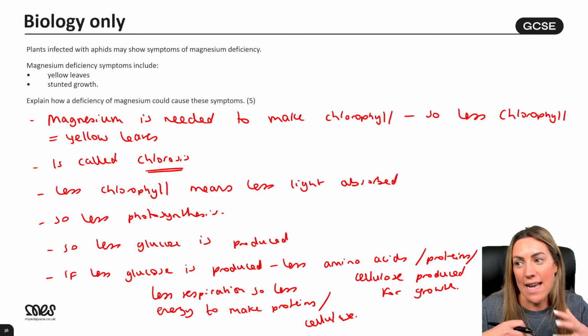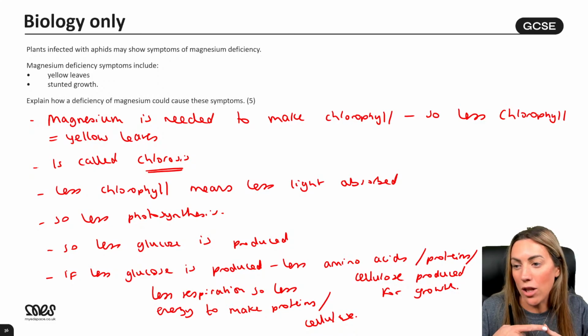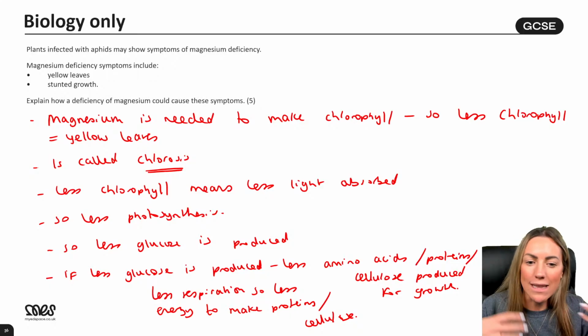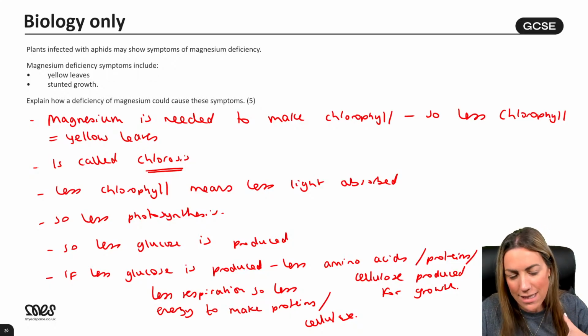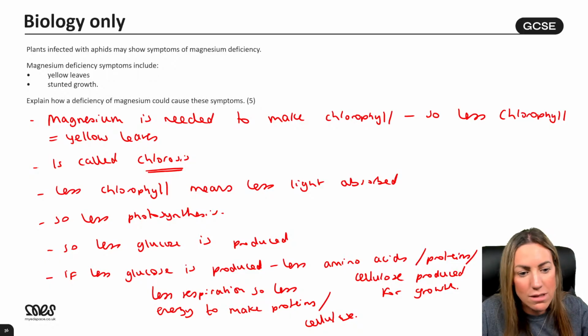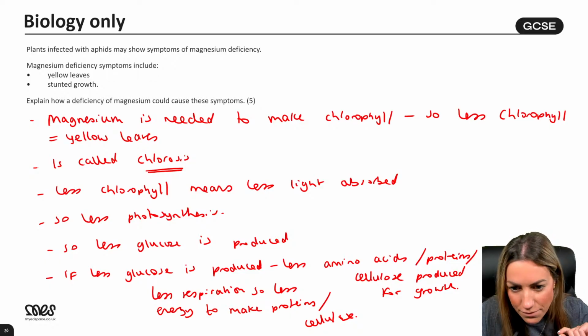I would have just said magnesium's needed to make chlorophyll. Because there's less chlorophyll, there's yellow leaves. This is called chlorosis. And then don't forget the light absorbed. A lot of you missed that out. Less chlorophyll means less light absorbed, so less photosynthesis, so less glucose is produced. With less glucose, they make fewer proteins or fewer amino acids or fewer molecules of cellulose, less growth.